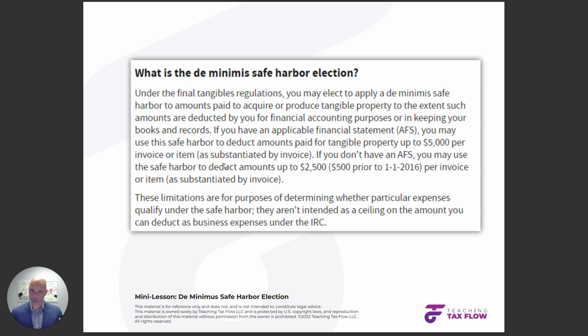The vast majority of taxpayers do not have applicable financial statements. We're going to talk about that coming up. So if you don't have an applicable financial statement, you could still use a safe harbor and deduct amounts up to $2,500. That was only $500 before 2016, per invoice or item. So if you buy two things like a washer and a dryer, as long as each of them is under $2,500, you can take an immediate deduction under this de minimis safe harbor election.